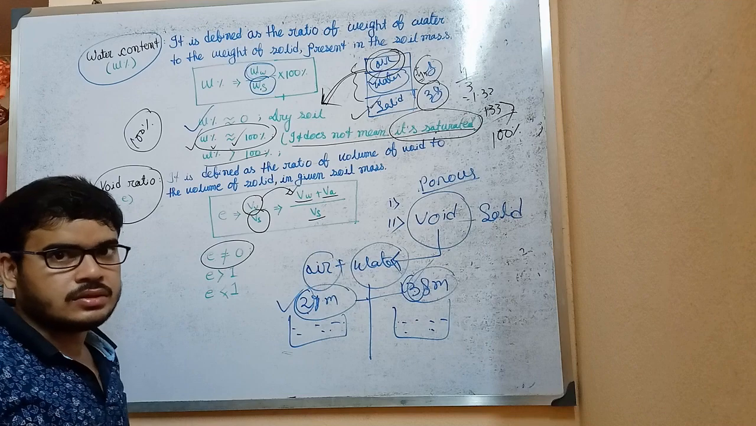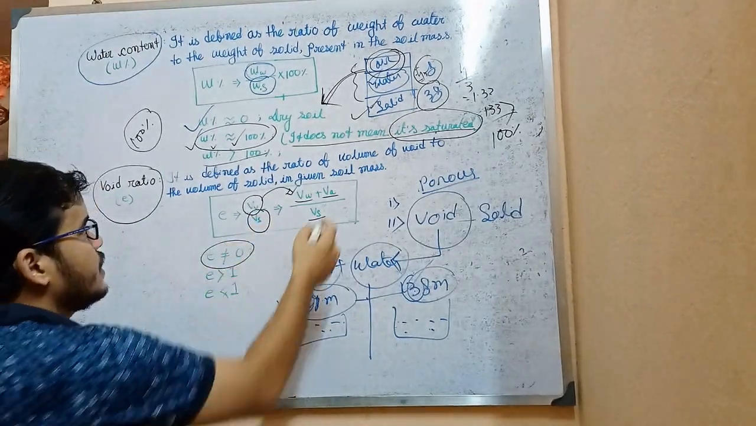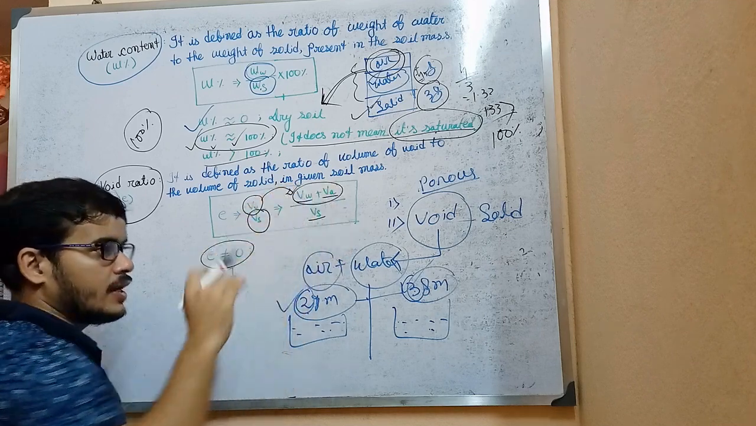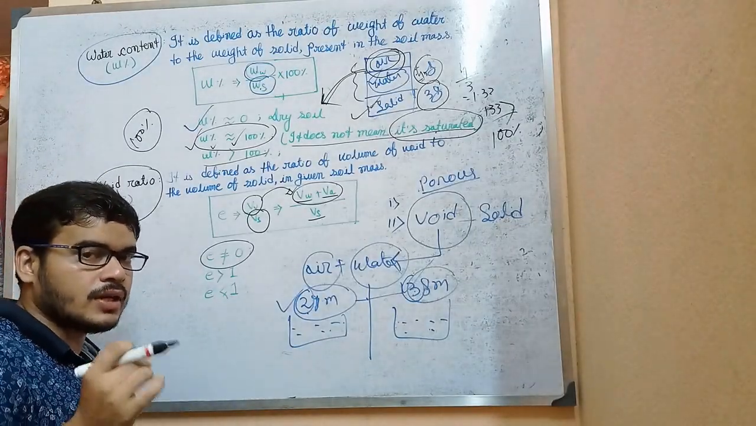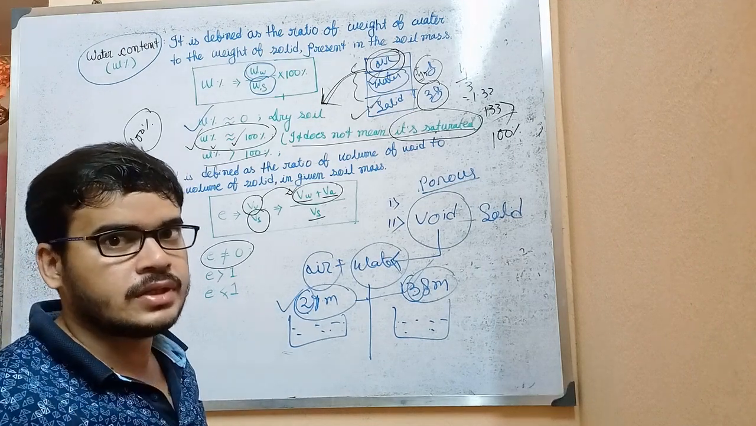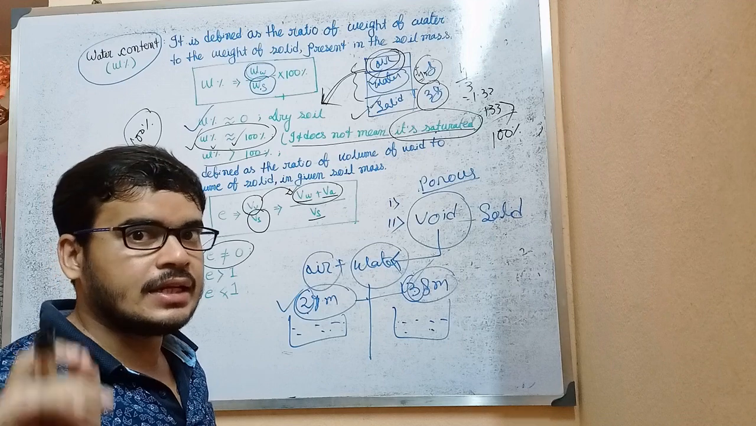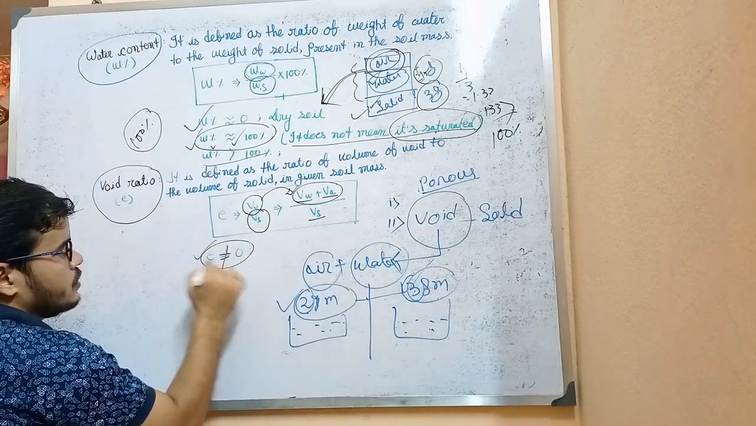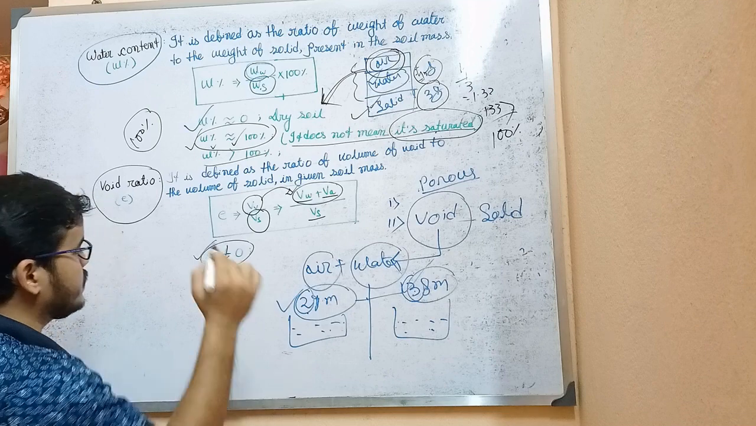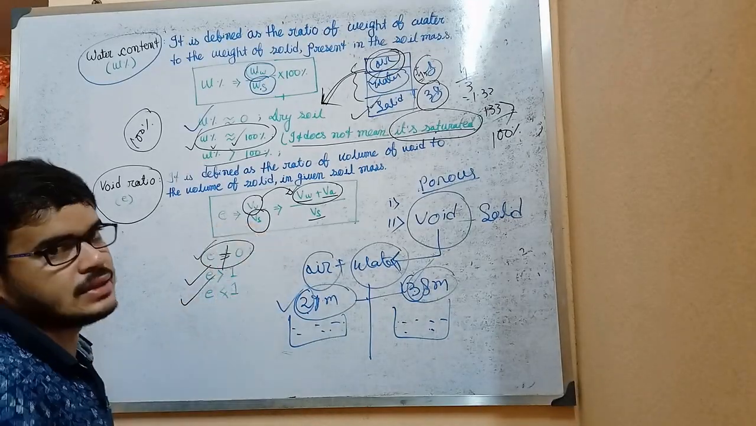Now, void ratio should not be equal to 0, because that means there is no void. In my first class, what we learned is that soil has solids and voids. If no voids are present, then it will be a stone. So void ratio should not be equal to 0. It may be greater than 1, and it may be less than 1.